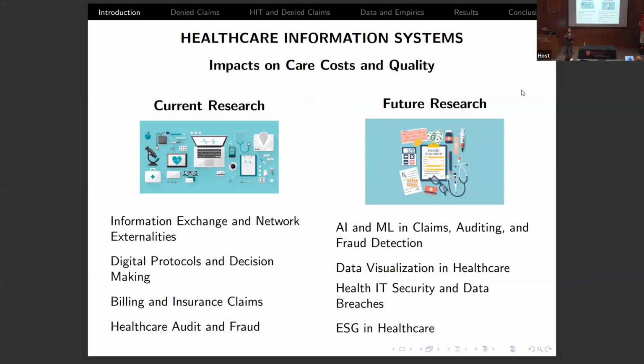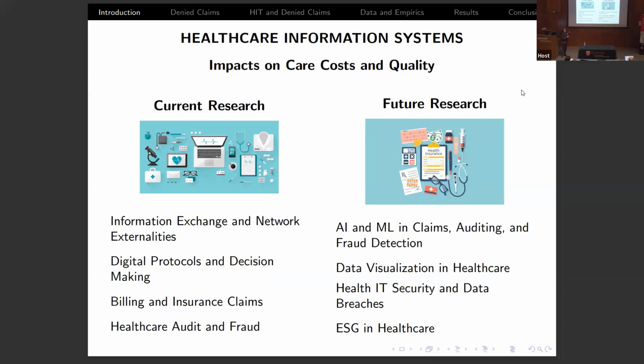So my research is generally on impacts of healthcare information systems on care, costs, and quality. And I approach this topic from different angles. One of the topics that I'm particularly interested in this domain is network externalities driven by health IT. This is because the technology adoption decision is done at the focal organization level, and naturally that's where most of the literature and the projects are focused on.